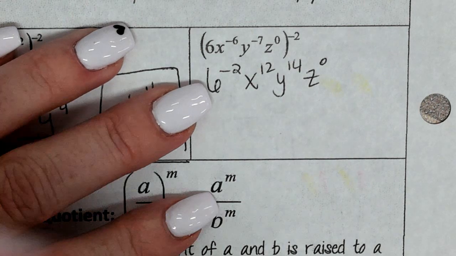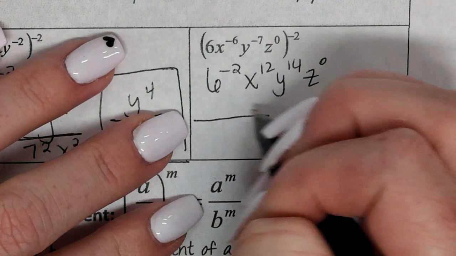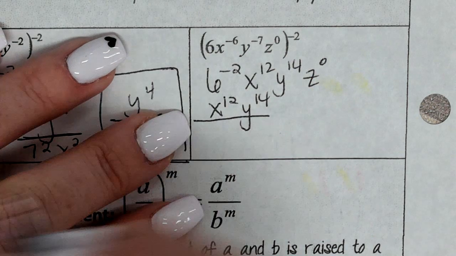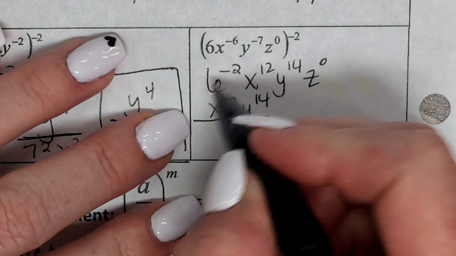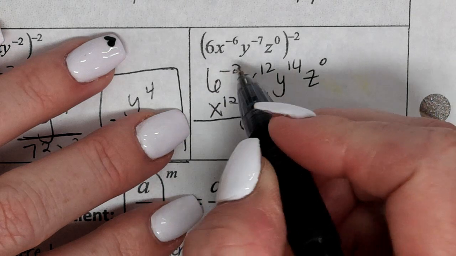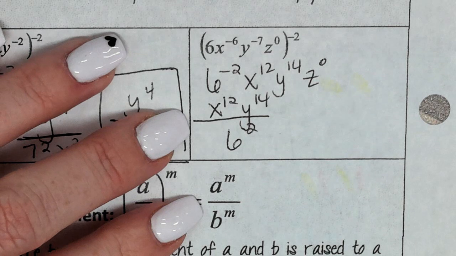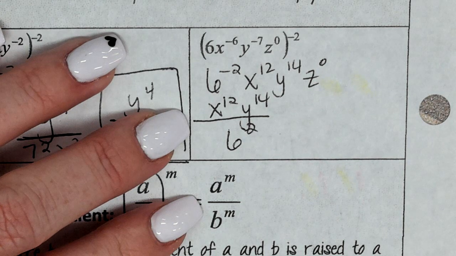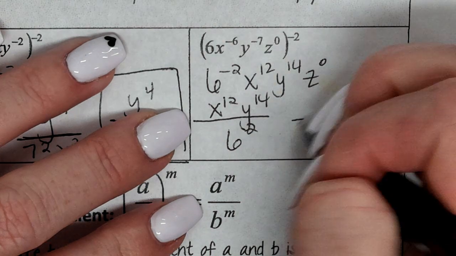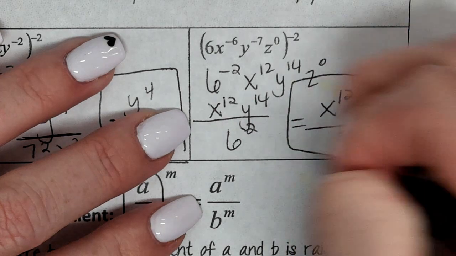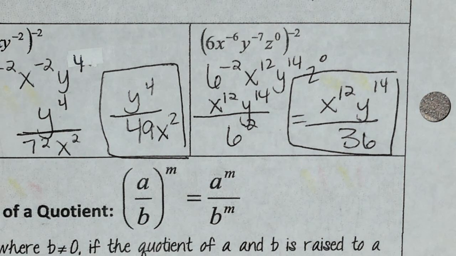Okay, so stop. Let's show our work. X to the 12th, y to the 14th will be up top. When I move this to the bottom, what goes? The negative sign. So it's just a 6 squared. Make sense? Now it's x to the 12th, y to the 14th over 36. There is no more negative sign because I moved it to the bottom.